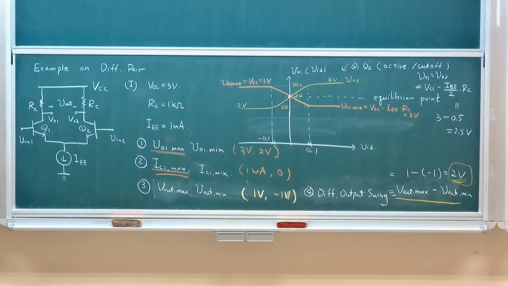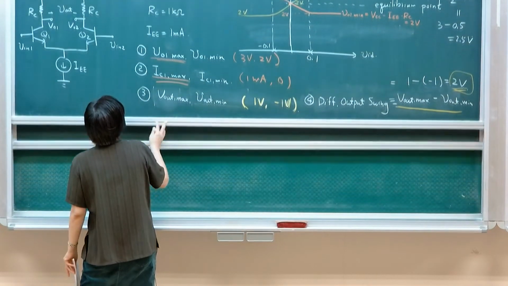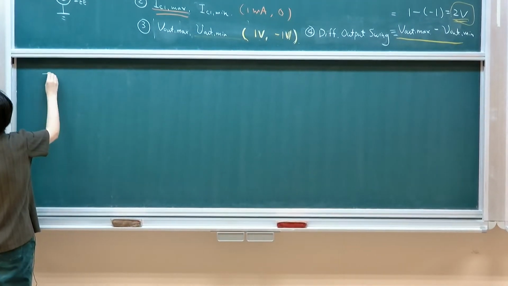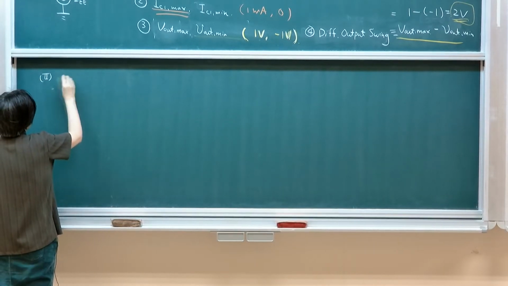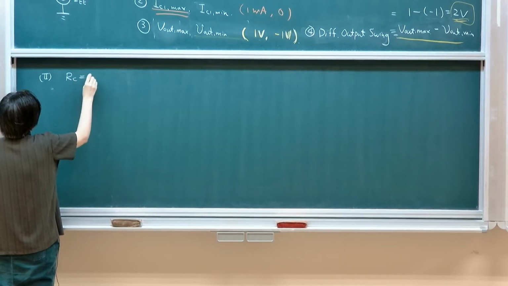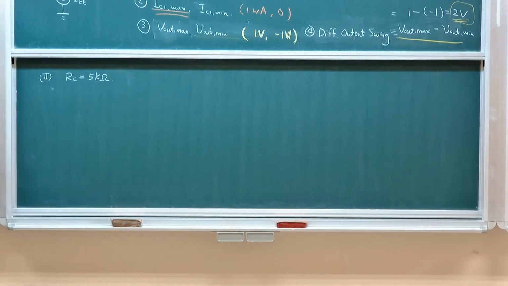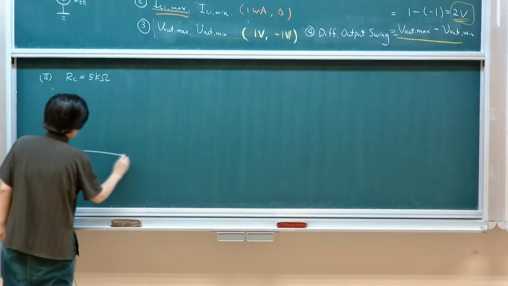It doesn't really limit your operation regime. So let's think about another scenario. What if my resistors are larger? Let's say I increase my loading resistor to 5 volt. Under the same condition, I can also do the same plot.